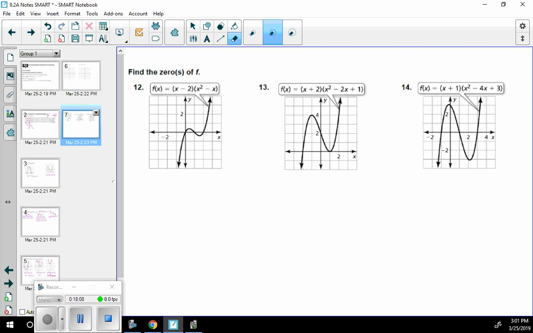So that can be intimidating. They look weird. But here's the deal. Here's the moral of the story. If they want the zeros, which is just another fancy word for the solutions, we're still just looking for what, guys? The x-intercepts. Okay, that's it. So don't let this intimidate you, because all we're still doing is, hey, they graphed it for us. Awesome. We're just looking for the x-intercepts, right?